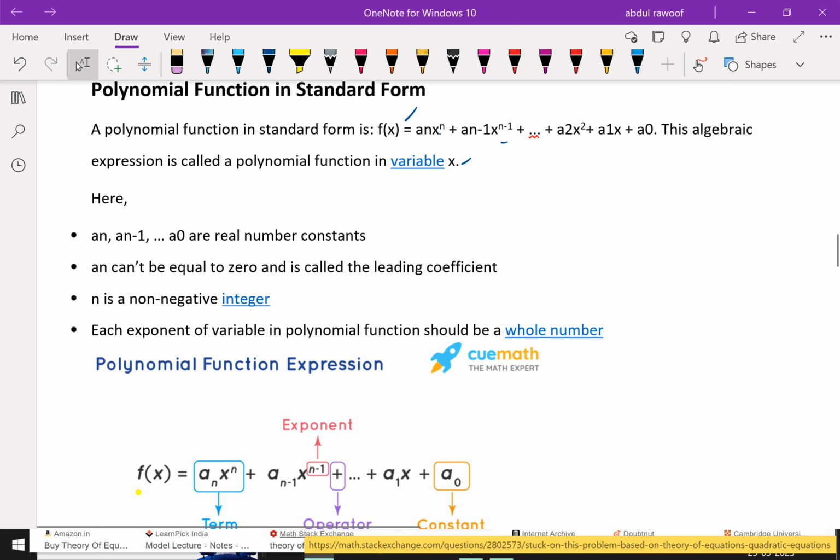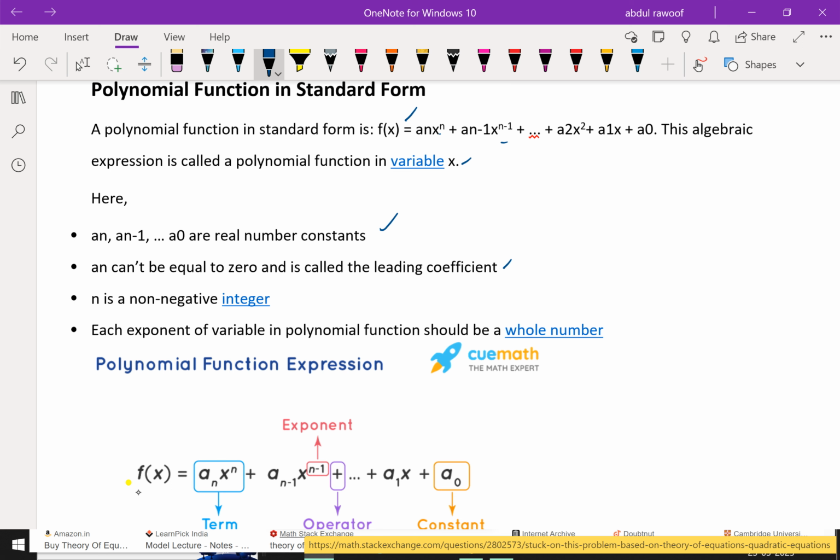Here an, an minus 1, up to a0 are real number constants. An can't be equal to 0 and is called the leading coefficient. Here suppose 3x cube means leading coefficient is 3. In 3x cube plus 2x squared plus 3x plus 4, the highest power, x cube, is the leading power. That is the degree of that polynomial.